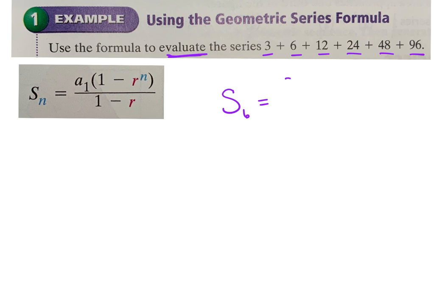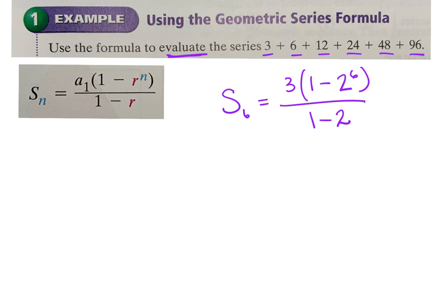My first term, that's going to be 3, times 1 minus, what is my r? How am I getting from term to term? Multiplying by 2. So my r is 2, to the n. What was my number of terms? 6. All over 1 minus my r, which was 2. So that's all you do to evaluate this, by the way.